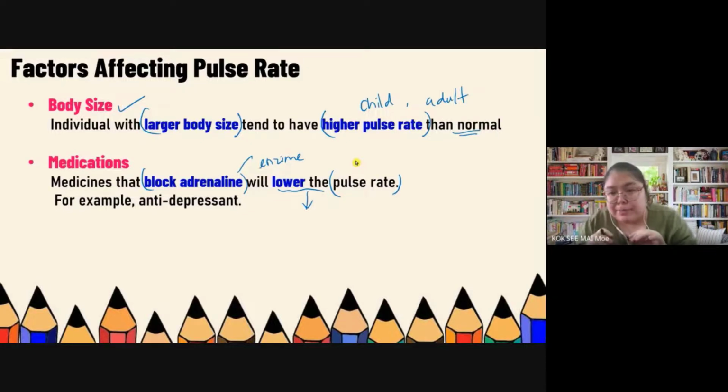Okay, to make the blood concentration become low, so that the blood can go through faster. So this can make the pulse rate slow down. Okay, don't be too hard, don't pump too strong. So this is one of the medicines for heart attack patients. Okay, for example, we call antidepressants. Antidepressant is one of the medicines.